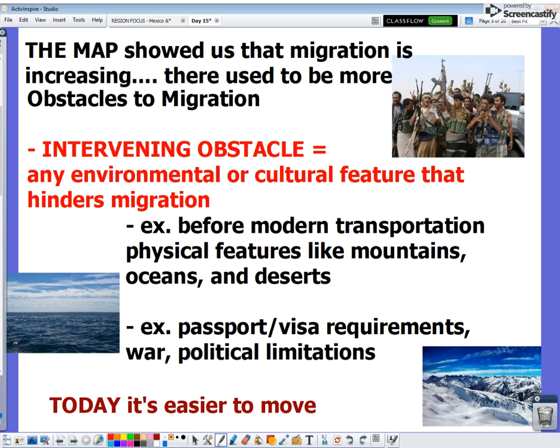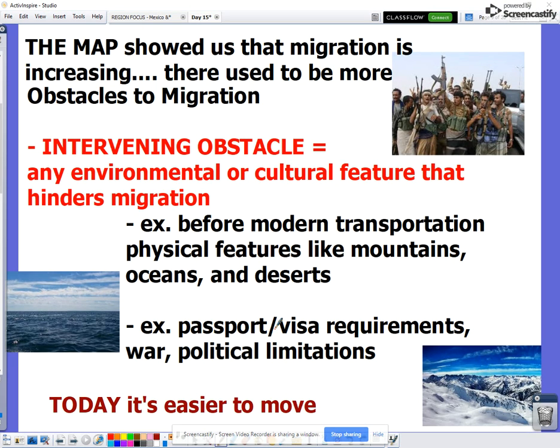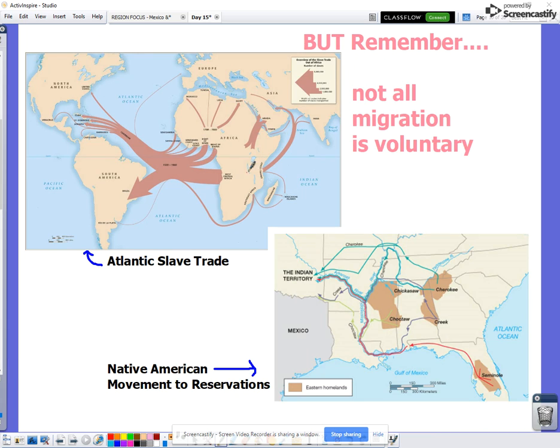Intervening obstacles are reasons that people can't make it to another place or that hinder migration. That can be physical, visa requirements, or political limitations. For political limitations, think of Cuba and the people in Cuba that wanted to move out but can't. I use the example of baseball players in Cuba. Every baseball player wants to play in America in the major leagues, but can't get out of Cuba unless they do a couple of different things that we're going to talk about in the future.